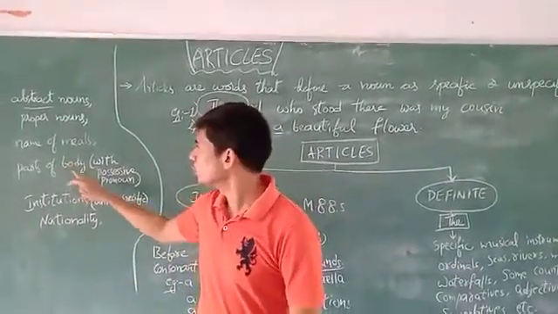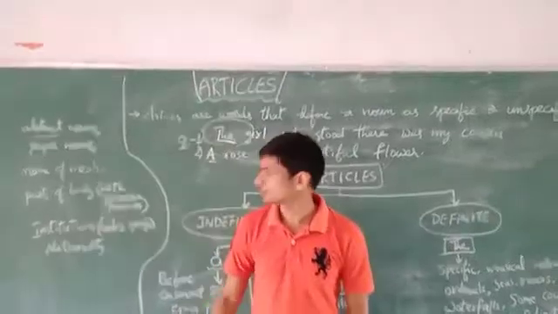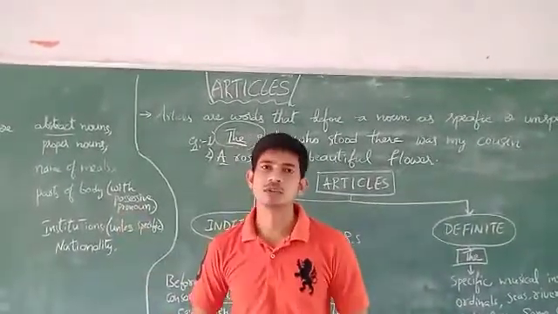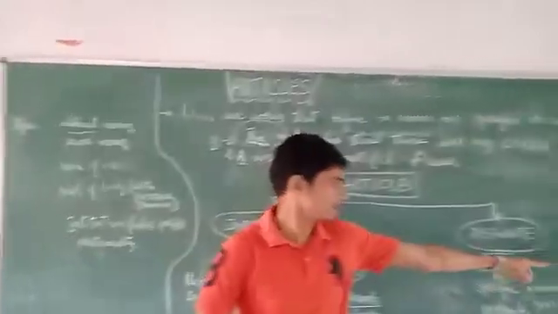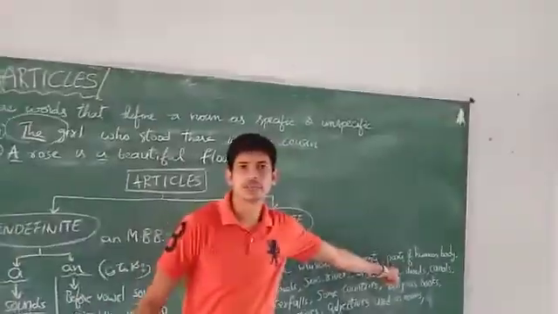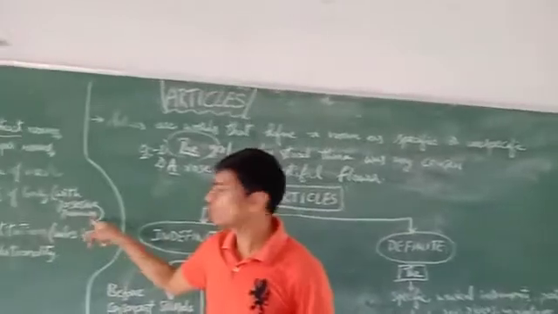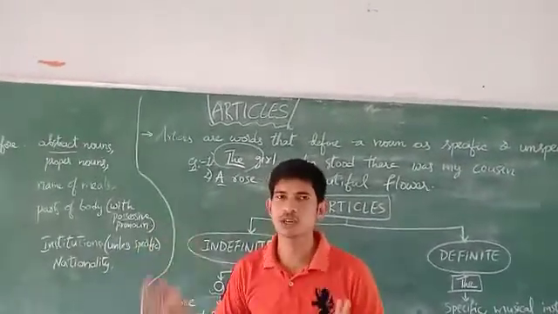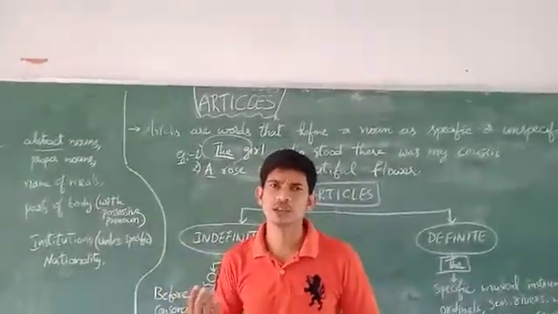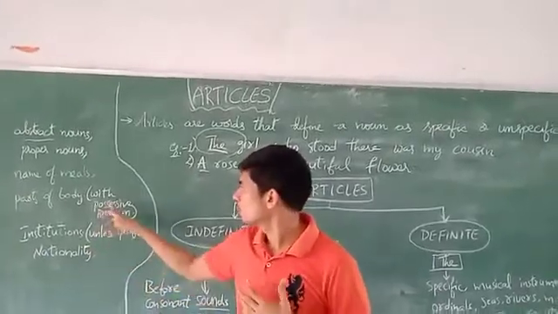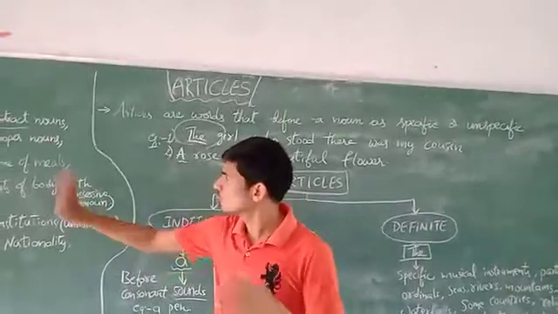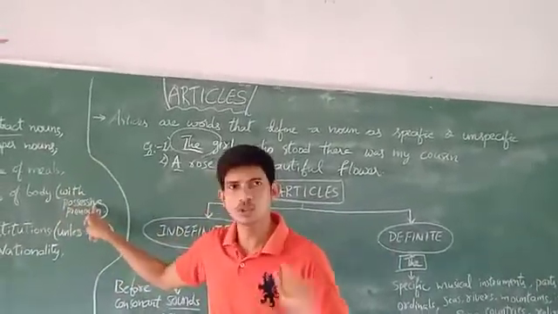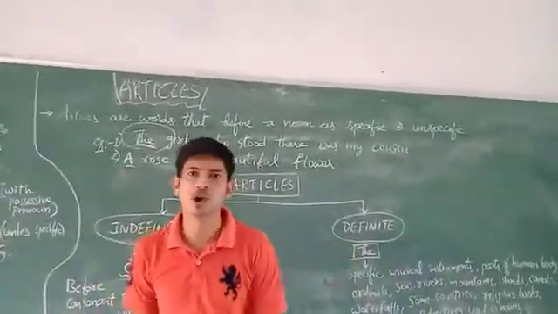Okay. And before the parts of the body, with a possessive pronoun. Without a possessive pronoun, you should use the before parts of the human body. But in the case of a possessive pronoun, you should not use it. For example, my legs, my eyes, my hands, like that. So my here means possessive. So in that possessive usage, you should not use an article. Without possessive, you can use the before body parts.